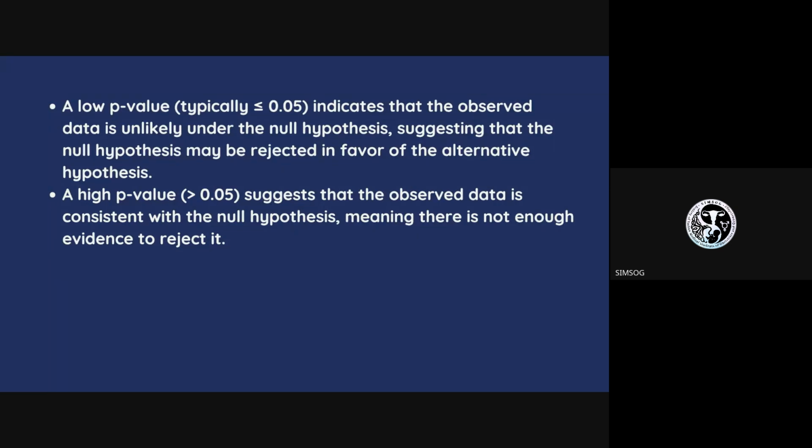A low p value, which is decided by the significance level, typically less than 5%, that is 0.05, indicates that the observed data is unlikely under the null hypothesis, that is, unlikely by chance. That suggests that the null hypothesis should be rejected, or may be rejected, which consequently supports the alternate hypothesis. Whereas a high p value, that is more than 0.05, suggests that the observed data is consistent with the null hypothesis, meaning that there is not enough evidence to reject it.